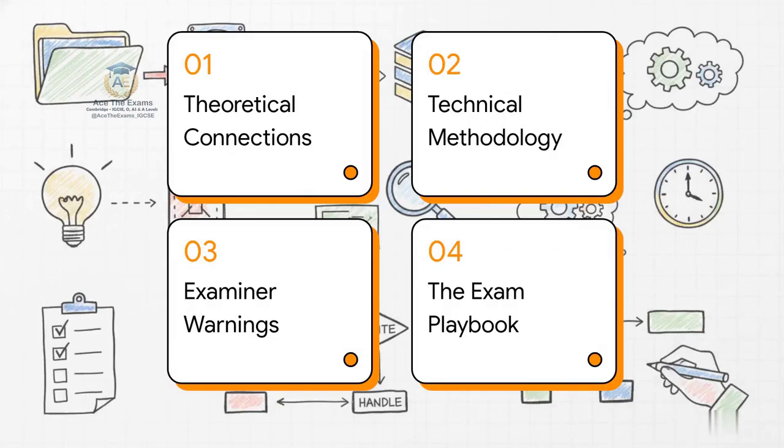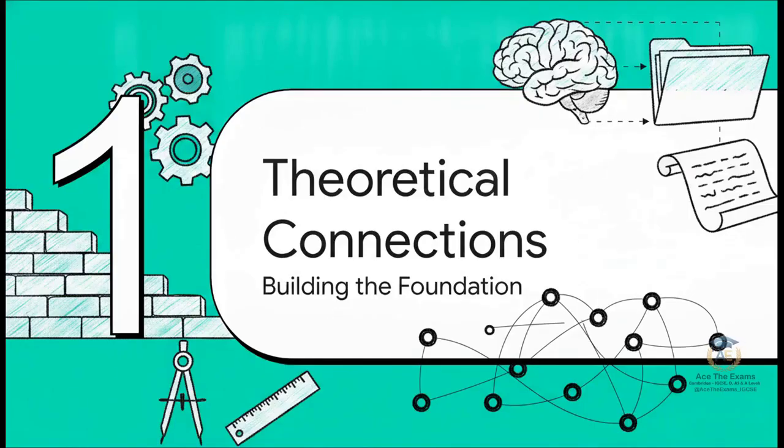So to demystify that grading process and get you thinking like a top-tier candidate, here is our tactical roadmap for today. Number 1, theoretical connections. Number 2, technical methodology. Number 3, examiner warnings. This is where we'll look at the exact traps people fall into. And number 4, the exam playbook, bringing it all together into an actionable system. Let's get right into it. Let's start with part 1, theoretical connections, building the foundation.